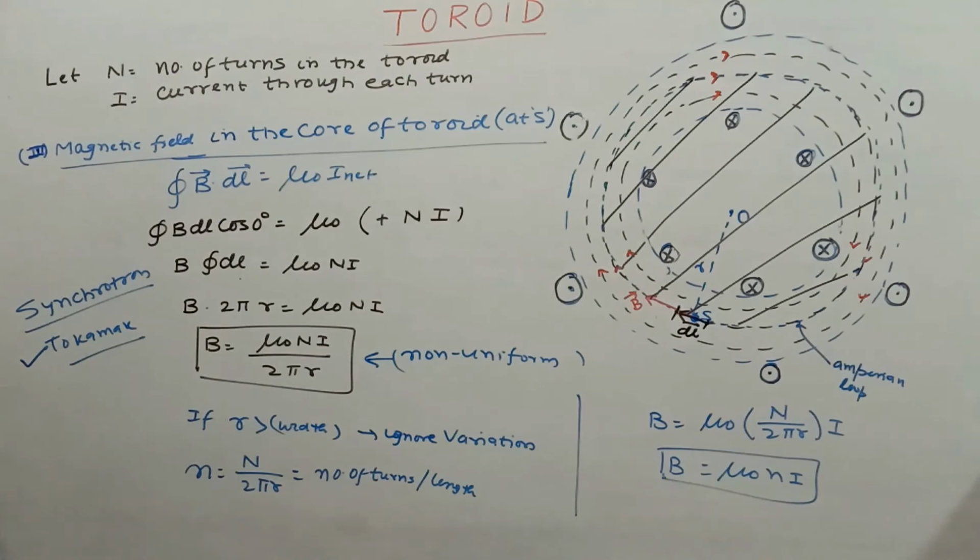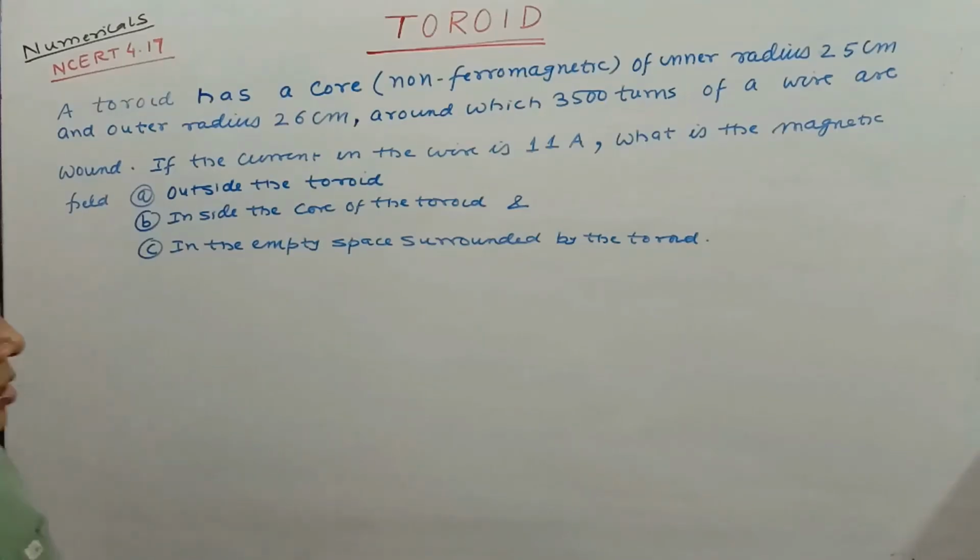It is related to the magnetic bottle. We are going to learn the motion of a charged particle in a magnetic field just after this, and there will be an explanation of this toroidal solenoid as well. So let's see some numericals based on it.